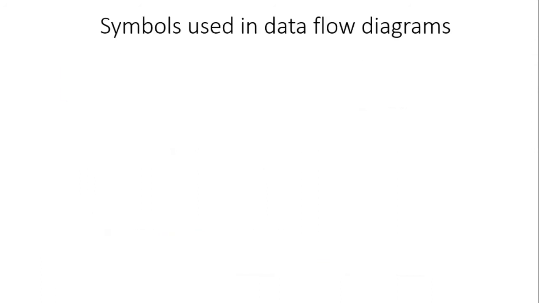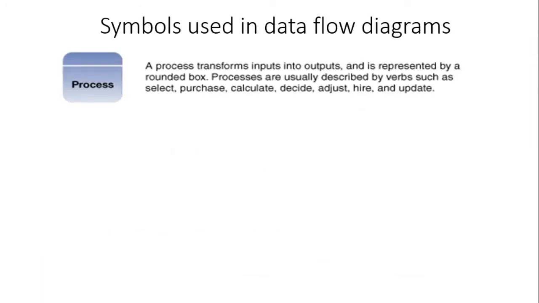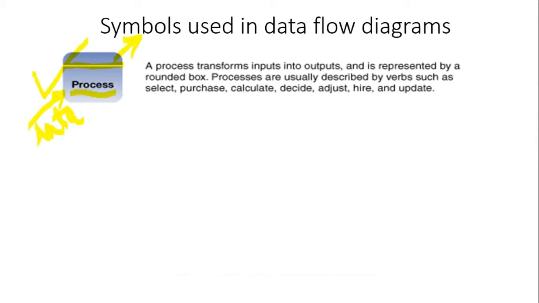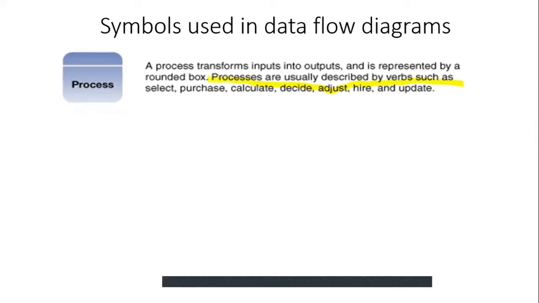Symbols used in data flow diagram. In the data flow diagram, we use 4 symbols. The first one is a rounded box with a division like this, and it represents the process. So what is the purpose of a process? The process transforms the input data to the output data. That means it transforms one information into another information. The processes are usually described by verbs such as select, purchase, calculate, decide, adjust, hire, and update.